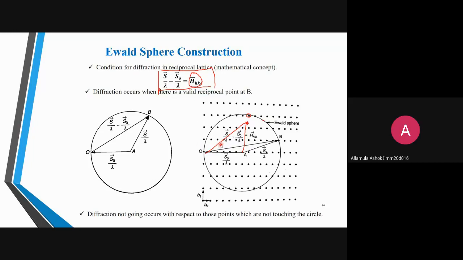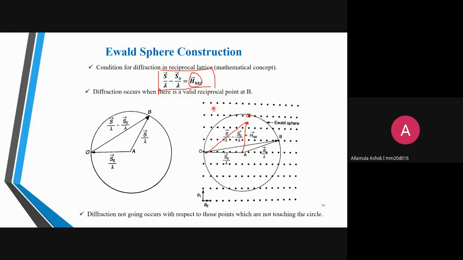Yes, yes. If you use the same wavelength, depending on the scattering, I mean atomic size, the direction of S and S naught will change slightly. Magnitude may change, not direction. But the magnitude is the same, 1 by lambda. But these reciprocal lattice vectors are material specific.